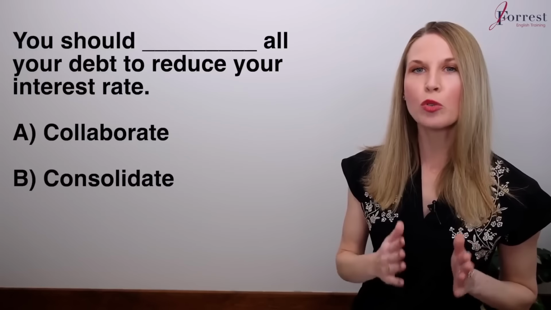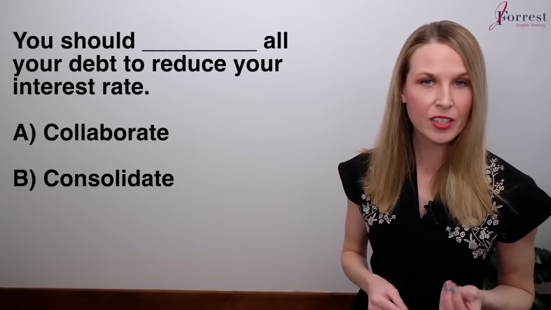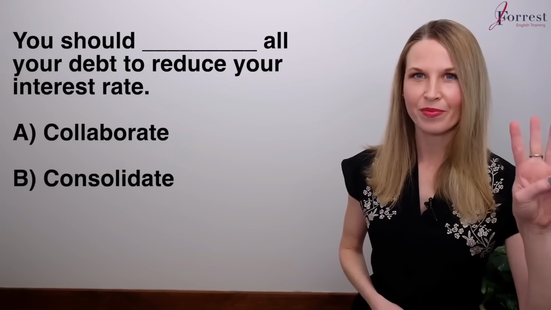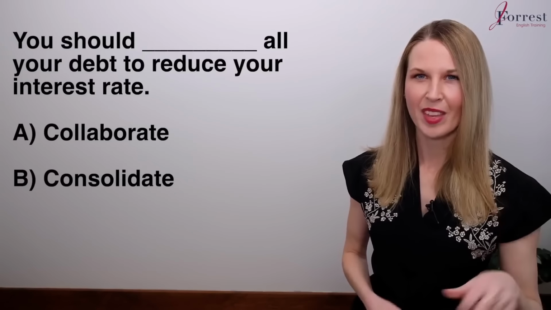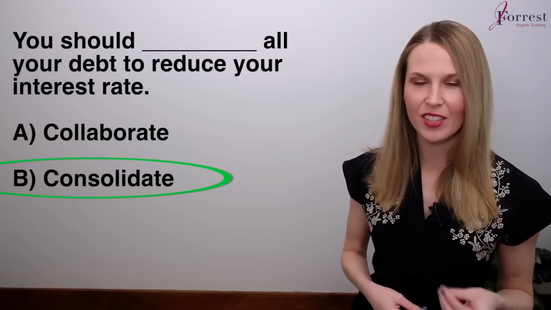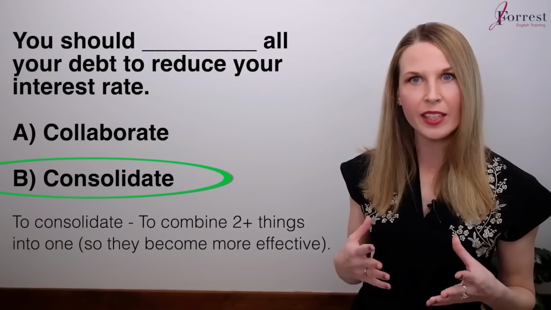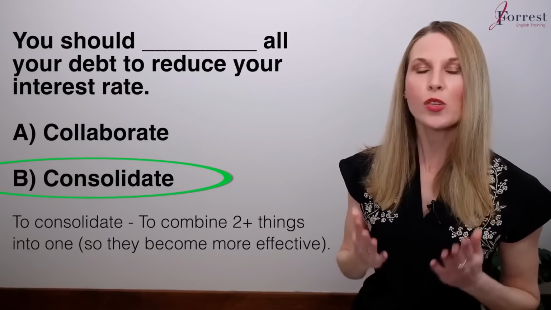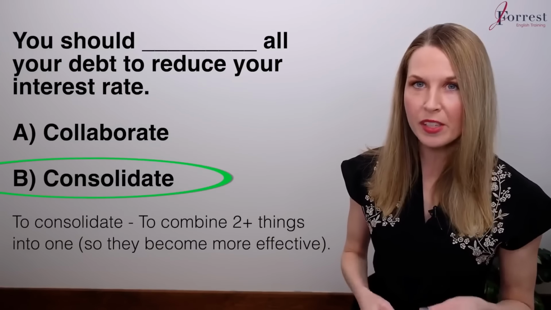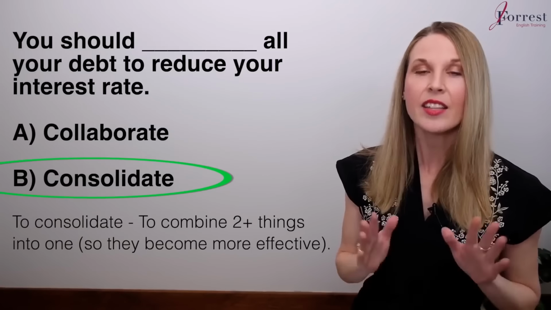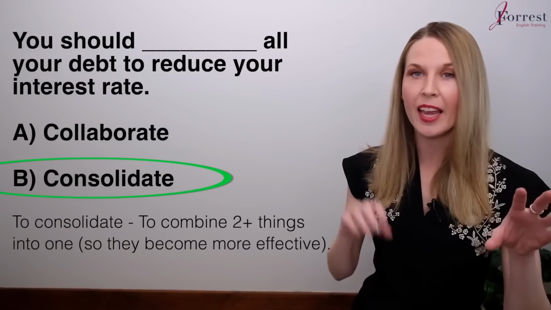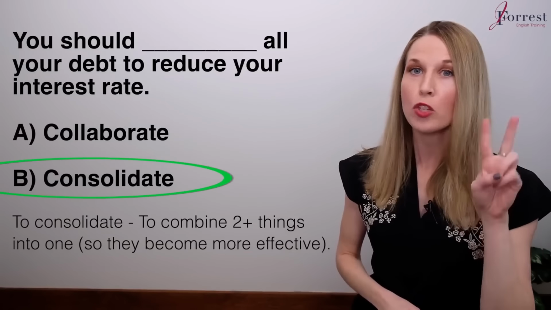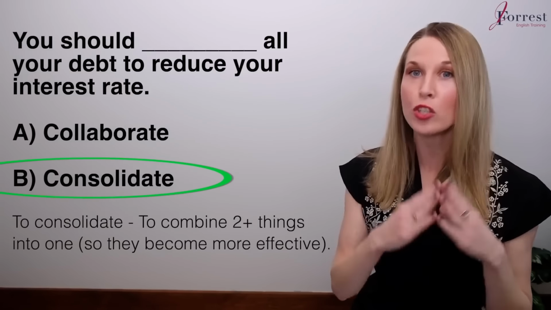Number seven, you should all your debt to reduce your interest rate. A or B? B, consolidate. When you consolidate two or more things, it means you combine them together. So if I said the two firms consolidated last year, this means that last year there was firm A, firm B, but now because they consolidated, there's one firm. So the two become one, consolidate.